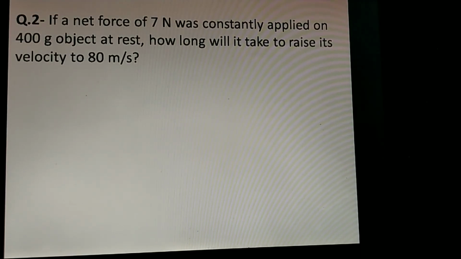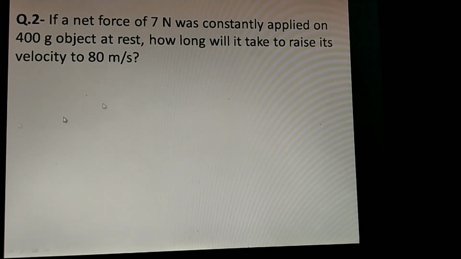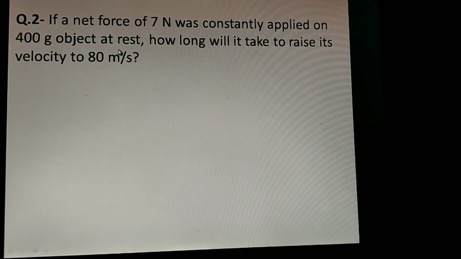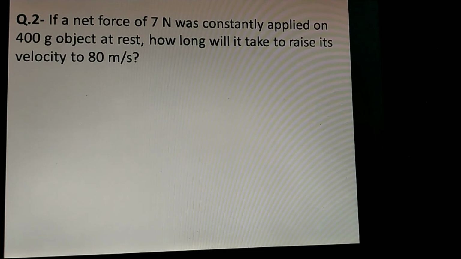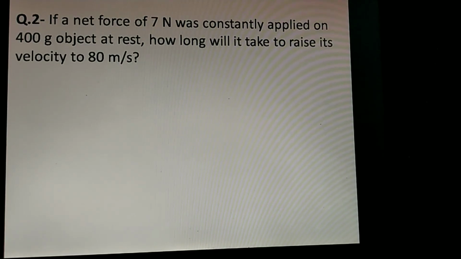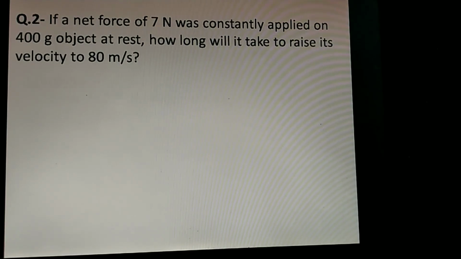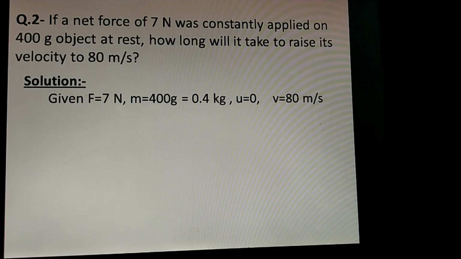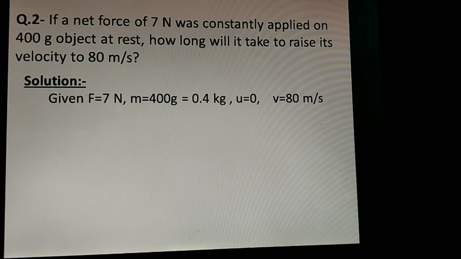Now the next question is, if a net force of 7 Newton was constantly applied on a 400 gram object at rest. Remember, the object is at rest, so initial velocity will be taken as 0. So how long will it take to raise its velocity to 80 meter per second? That means how much time will it take to raise its velocity to 80 meter per second? Now first we write down all the values which are given in the question, that is force is equal to 7 Newton, mass is 400 gram.